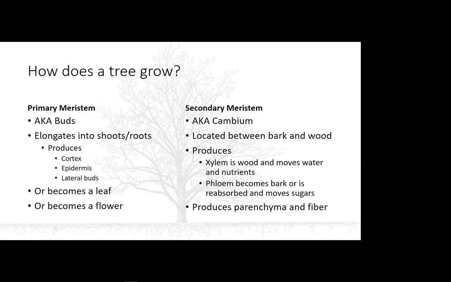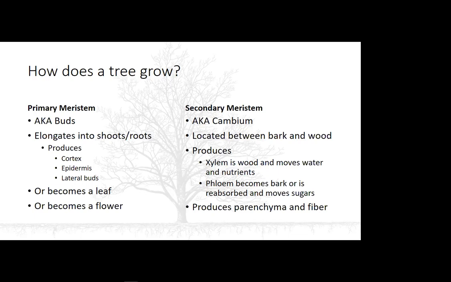So all plants have a primary meristem. These are also called buds. These are cell tissues that can elongate into shoots or roots. Along the way, it produces a cortex, which is the nascent vascular system, the epidermis, and it'll produce lateral buds in some cases. It can become a leaf, it can become a flower. All plants have this. There are different places in plants.